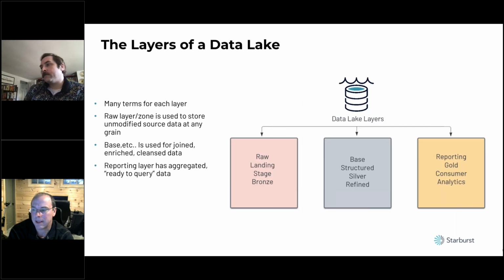So the layers of the data lake, everybody has a different name for it. There's different vendors out there with different names. We've been calling it something data warehousing for 20 something years now. On the left-hand side, you can see the raw. It's also called landing stage bronze. It's basically where all the data is landing from the source systems.